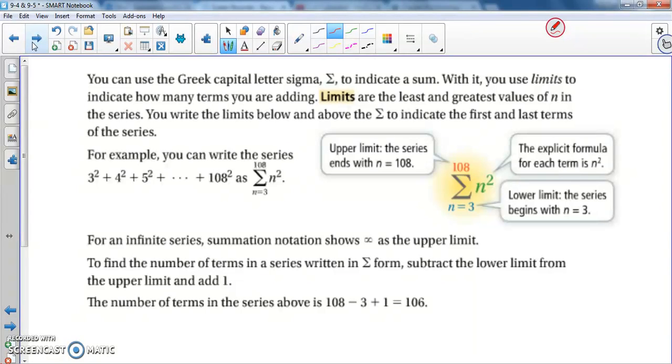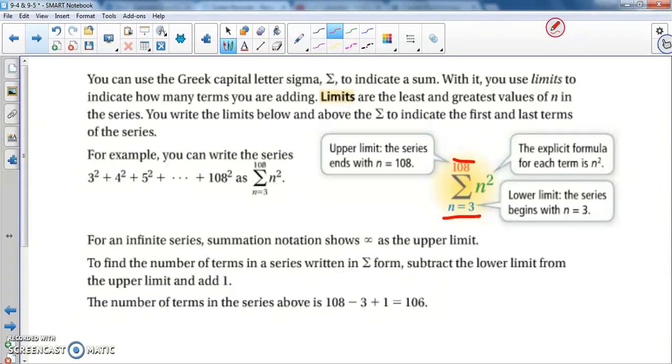So, for example, we have 3 to the second, 4 to the second, 5 to the second, all the way up until 108 to the second power. So we have at the bottom our starting limit, or our lower limit, where n begins with 3. Then above the sigma we have 108, meaning our upper limit. The series ends with n equal to 108. And the explicit formula for each term is n to the second power.